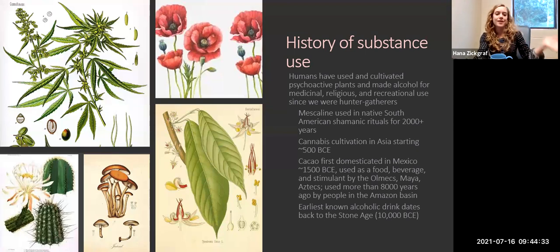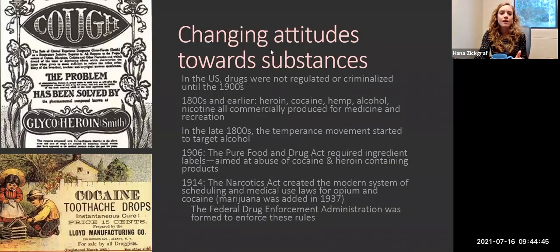It's basically just a part of human nature, and maybe not just human nature, but animal nature too, to enjoy altering our thought, behavior, cognition, and perception with substances. Our modern attitude towards substances as kind of inherently dangerous, inherently bad, is a more recent invention in human history.